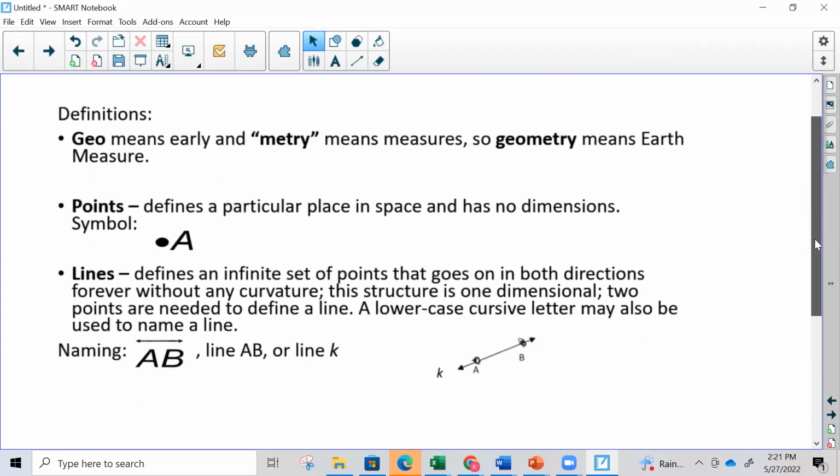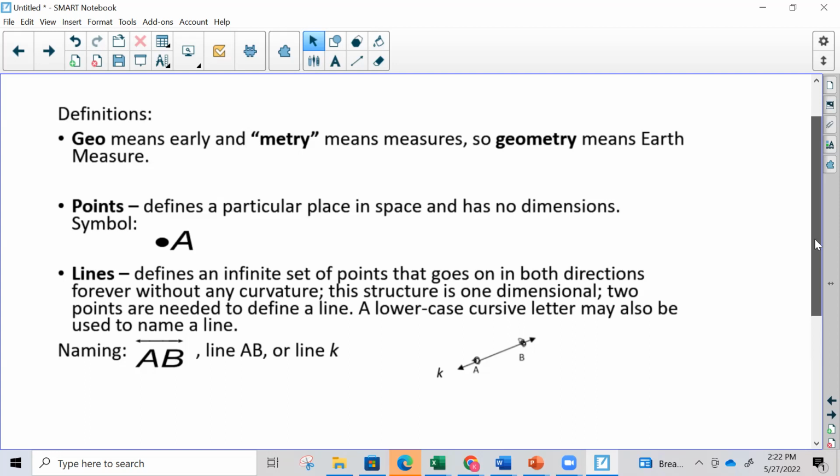So first thing is, what is geometry? Geo means earth and metry means measure. So geometry means earth measure. And we measure things in different ways. So the first thing we talk about in geometry is points.